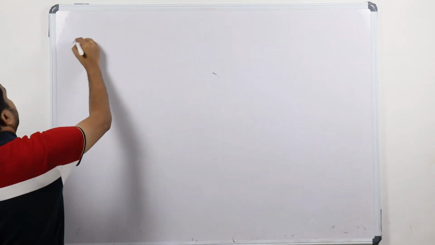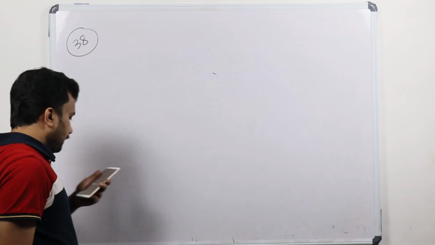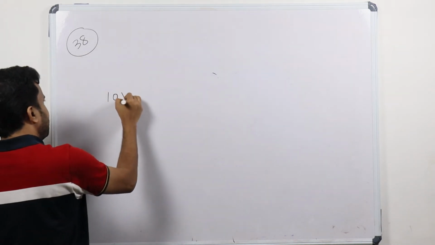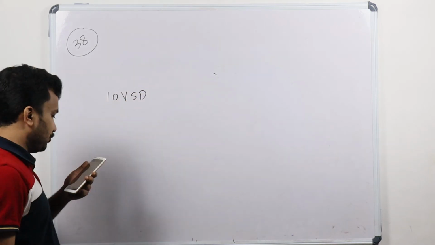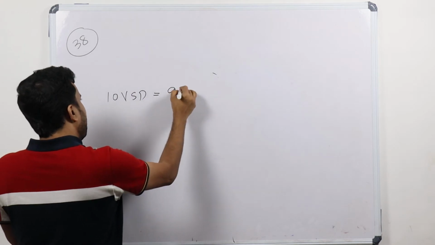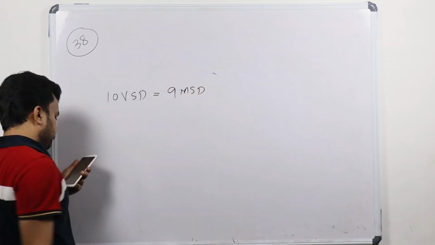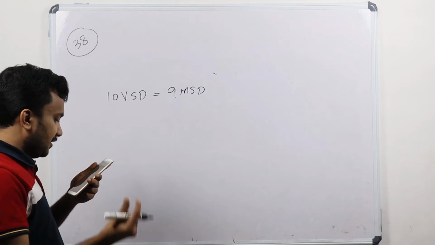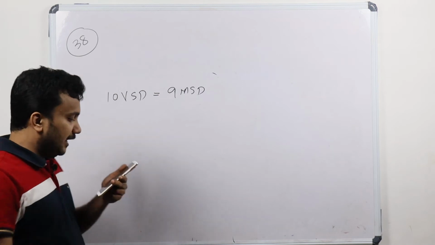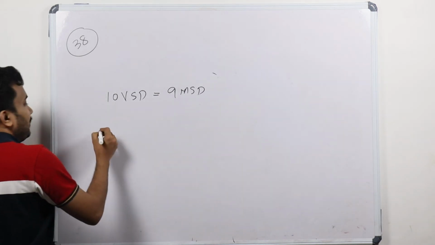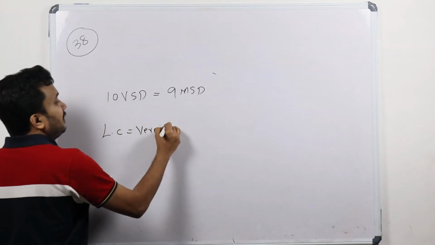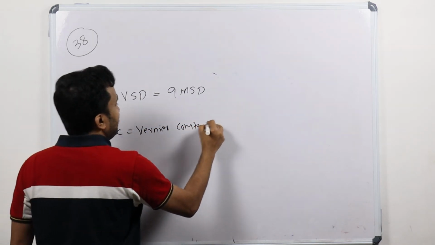Question number 38. In a vernier calipers, 10 smallest divisions of the vernier scale are equal to 9 main scale divisions, 9 MSD. If the smallest division on the main scale is half millimeter, then the vernier constant. Vernier constant is also called least count. Least count is called vernier constant. Both are the same actually, there is no difference.